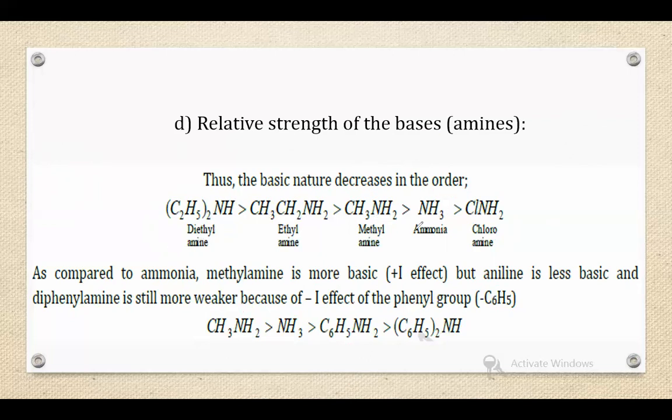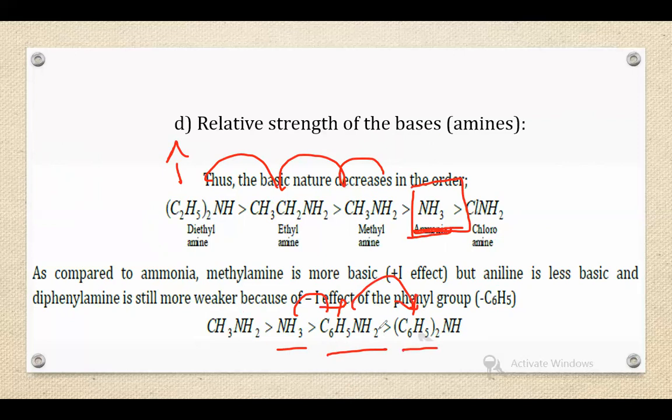So here, taking nitrogen and hydrogen, ammonia, compare with methyl, ethyl, diethyl and other compounds. What we notice is that they are more electron donating groups, so basicity increases. Going from NH3 to C6H5NH2, from aniline to diphenylamine, there is a more electron withdrawing group, so basicity obviously decreases. So we call it a weaker base.